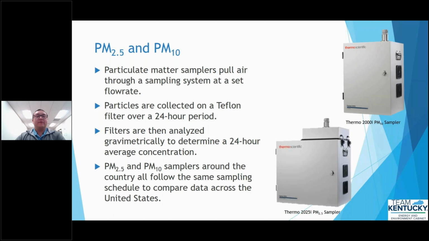Our agency operates the Thermo 2025i PM 2.5 sampler and the Thermo 2000i PM10 sampler. Both of these samplers operate very similarly by pulling air through a filter at a set flow rate for 24 hours. The filters are then sent off to a lab where they are gravimetrically analyzed to determine a 24-hour average concentration for that day.